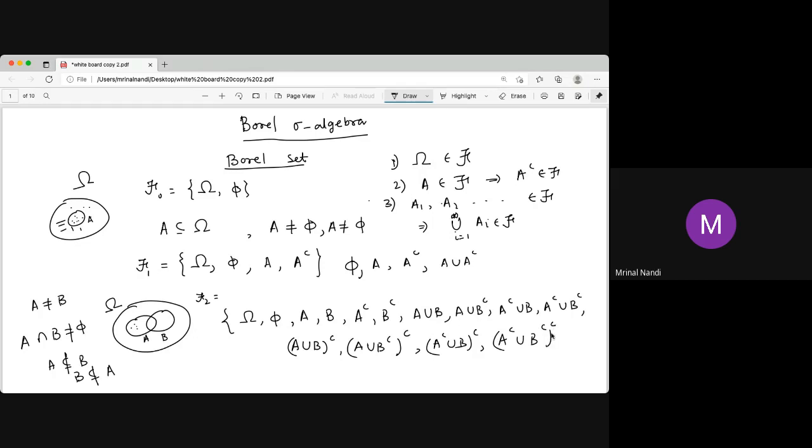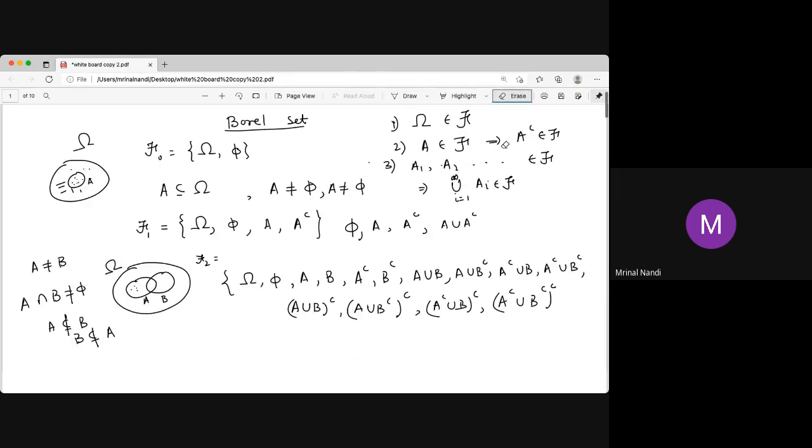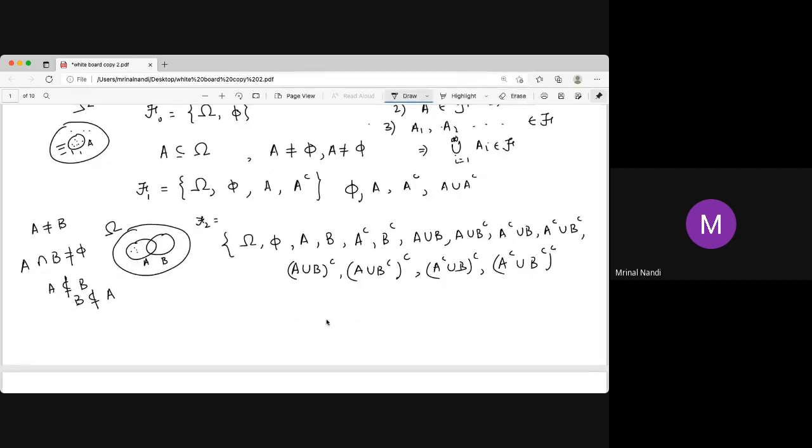Now that is actually A intersection B. So is this a sigma algebra? No, still it is not a sigma algebra. Why? This type of construction is slightly complicated.